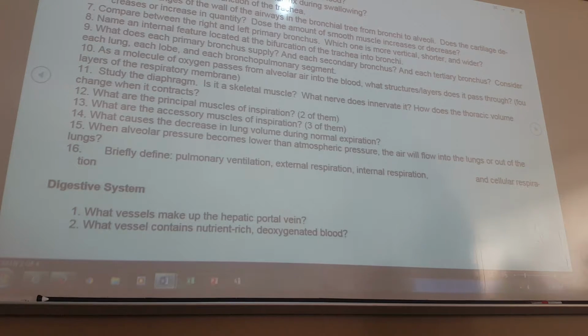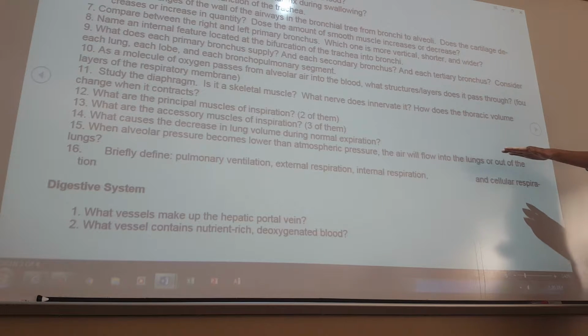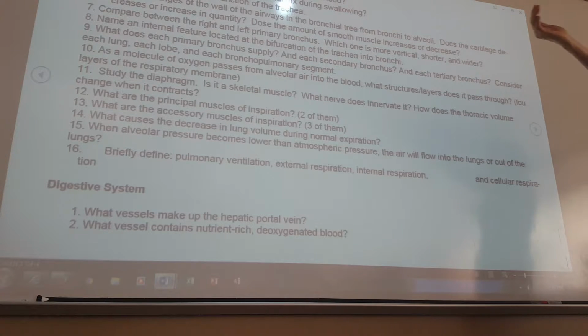So this is the question, number 15. I use this as an example. You also need to know it kind of reversed. When the alveolar pressure becomes lower than the outside pressure, air flows in. When the alveolar pressure becomes higher than the atmospheric pressure, air pushes out. So you need to just understand all the concepts. Okay.